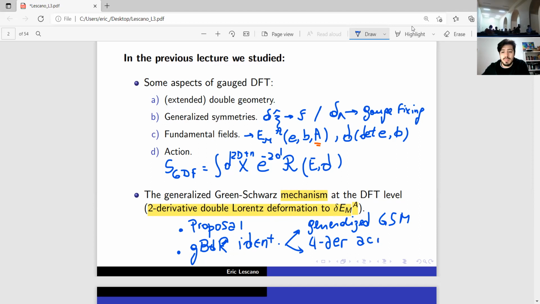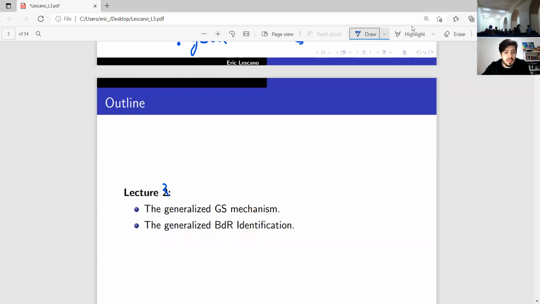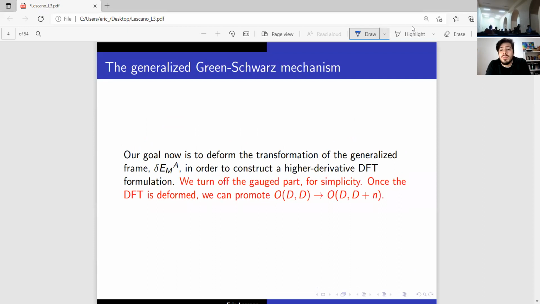We are going to analyze a generalized version of the raw identification. And using this identification, we will be able to construct both the generalized Green-Schwarz mechanism and the four derivative action. Sorry, this must be a three. Our goal now is to deform, as I was saying, the transformation of the generalized frame in order to construct a higher derivative double field theory. We want a higher derivative double field theory.